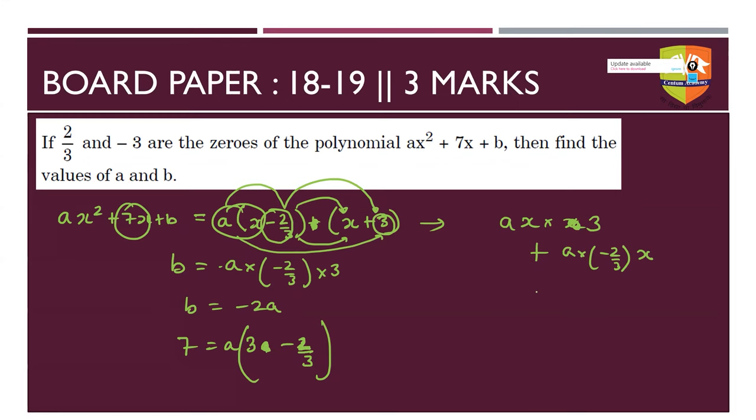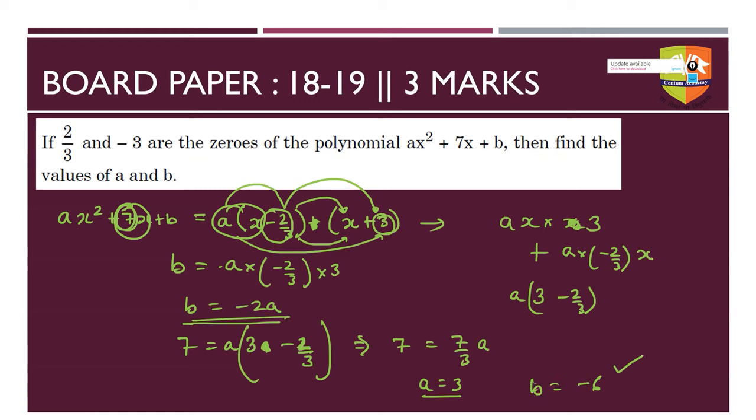So coefficient is 3a common minus 2 by 3. That's what I have written. And that will be equated to the coefficient on the left hand side, 7. So this is 9 minus 2, 7. So 7 is equal to 7 by 3a. Okay. So a clearly is 3. So what's b? B is minus 2a minus 6. This is one method.